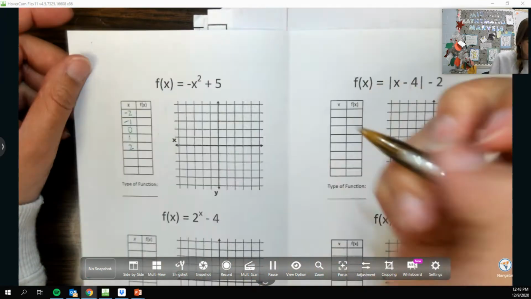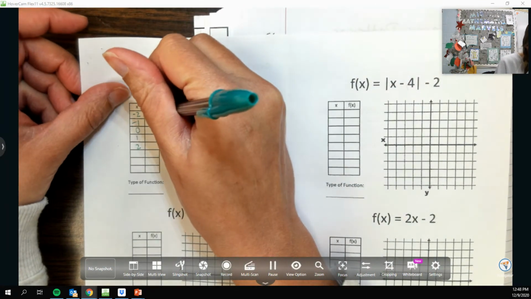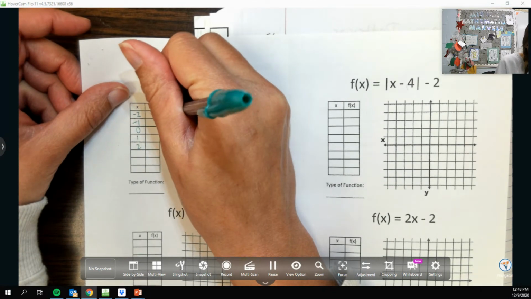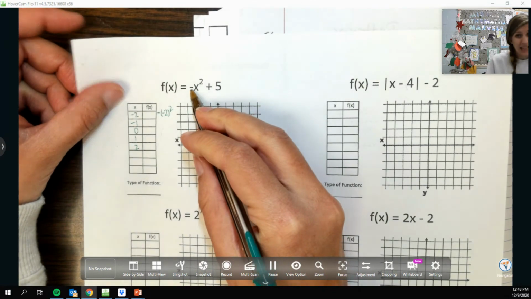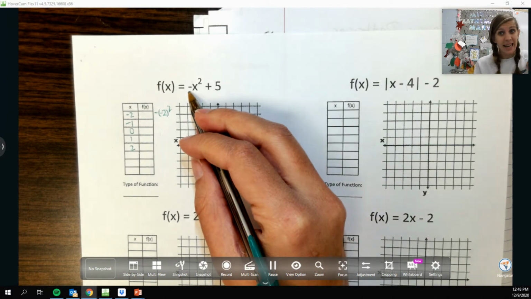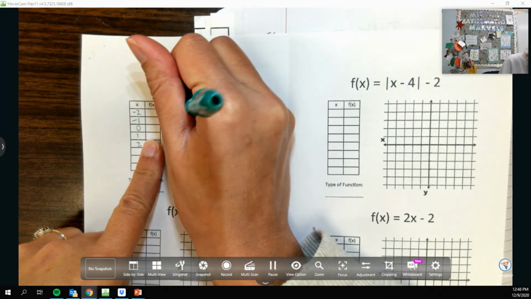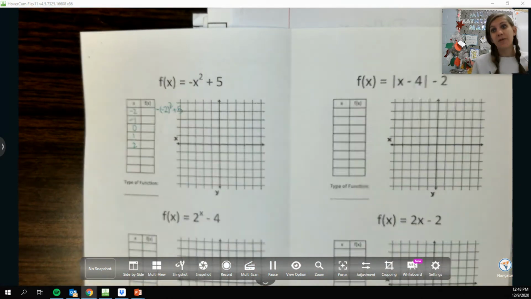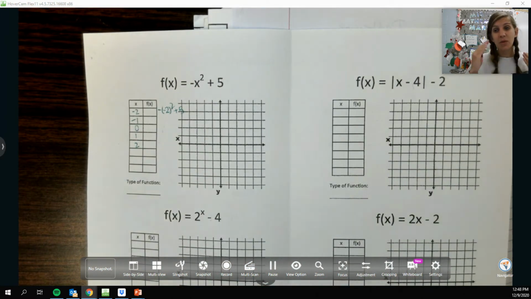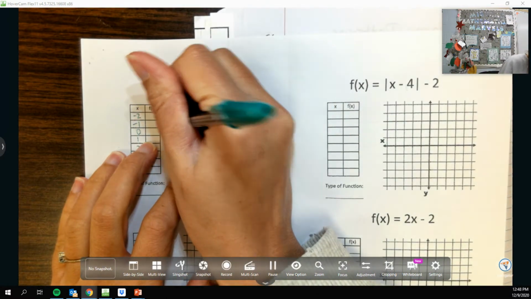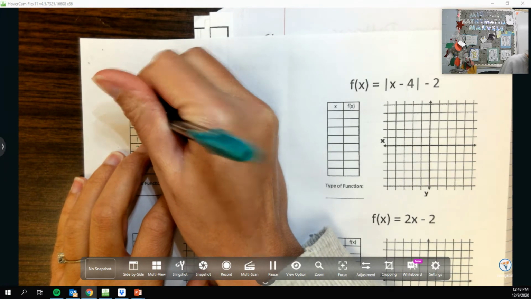And then we need to plug each of these into our function. So we're going to have -2 squared. So like that negative is kind of like a -1 sitting out front. And then we got plus 5. So I got to do my exponent first. So -2 squared is 4. But then there's a negative outside. So this is really -4 plus 5, which is 1.